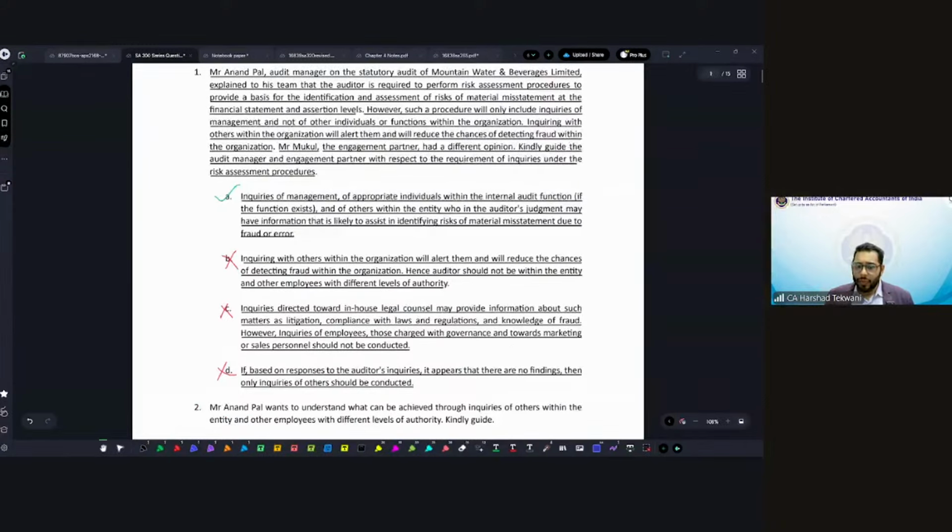Okay, now the second question we have in continuation is: Mr. Anandpal wants to understand what can be achieved through inquiries of others within the entity and other employees with different levels of authority. Kindly guide him. Now tell me what information you can get if you do inquiries with other people in the organization. What kind of information you can get? In which area can it help you? With some examples.